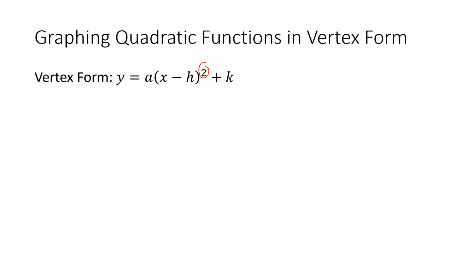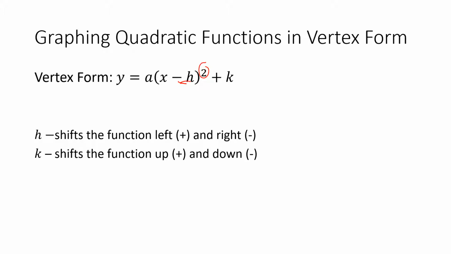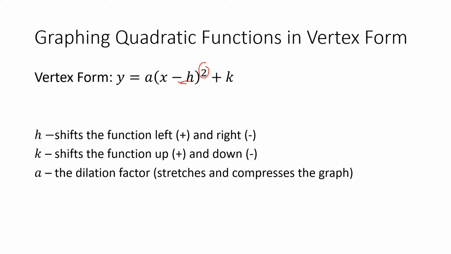And just like we saw with absolute value functions, that h value is going to shift your function left and right. A positive is going to make it shift to the left, and a negative is going to make it shift to the right. At the end of your equation, the k value, just like with absolute value functions, is going to shift your graph up and down. Positive will move your entire parabola up, and a negative will move your entire parabola down. All right, what's a little different here is that a value. That's your dilation factor. That's what's going to stretch or compress the graph, make it wider or make it narrower.